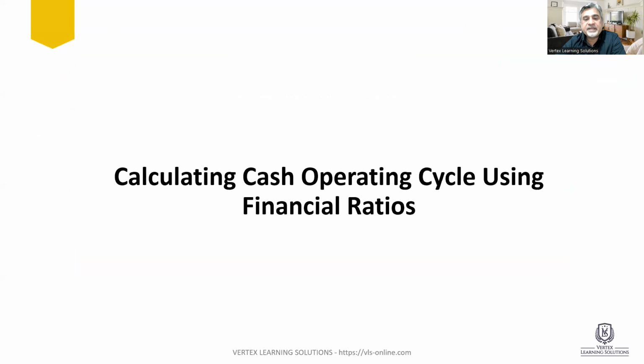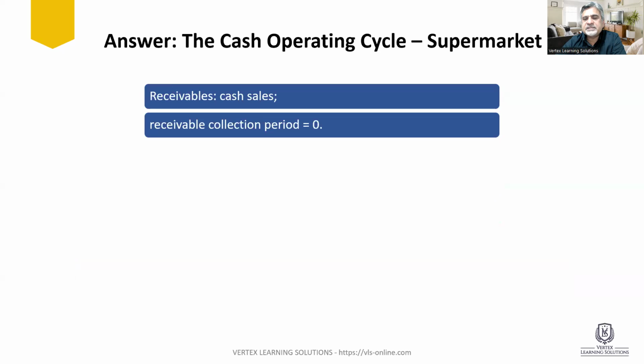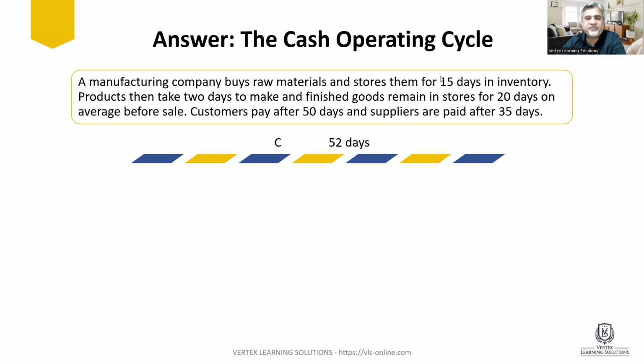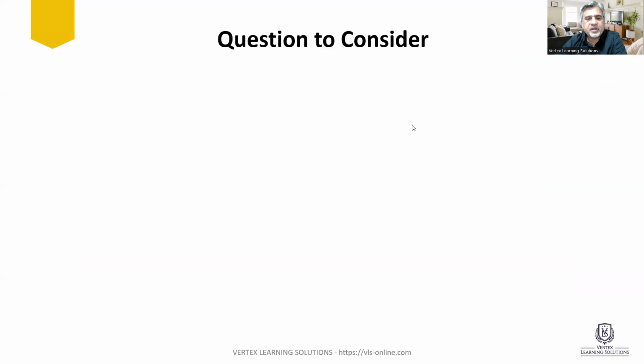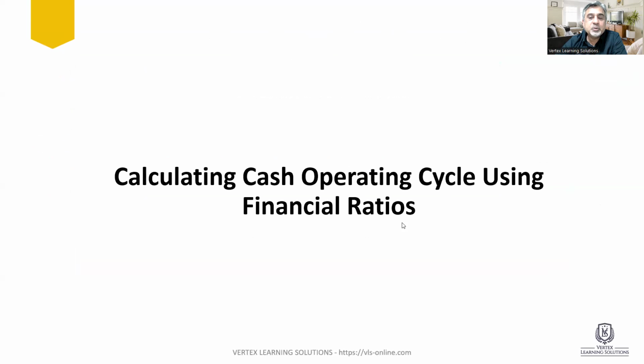So then you have the cash operating cycle using financial ratios. This is the topic I was discussing with you. We are going to discuss it now because in these examples, you were given a number of days: 15 days, 20 days, 35 days. What if they don't give you the days, and you still have to calculate the cash operating cycle? That is the topic we are going to learn: the cash operating cycle using financial ratios when the inventory days, production days, etc., are not given to us.